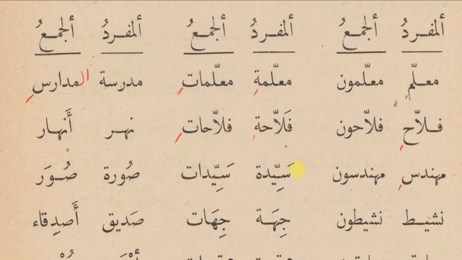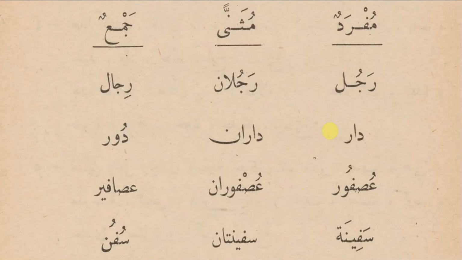So now, if we look at the second type of noun, we said the 5 nouns take the ya. Now here you see this is the dual. Rajulan, 2 men. If I wanted to say from 2 men, if I added min here, من رجلان, I cannot say من رجلان, I will say من رجلين.